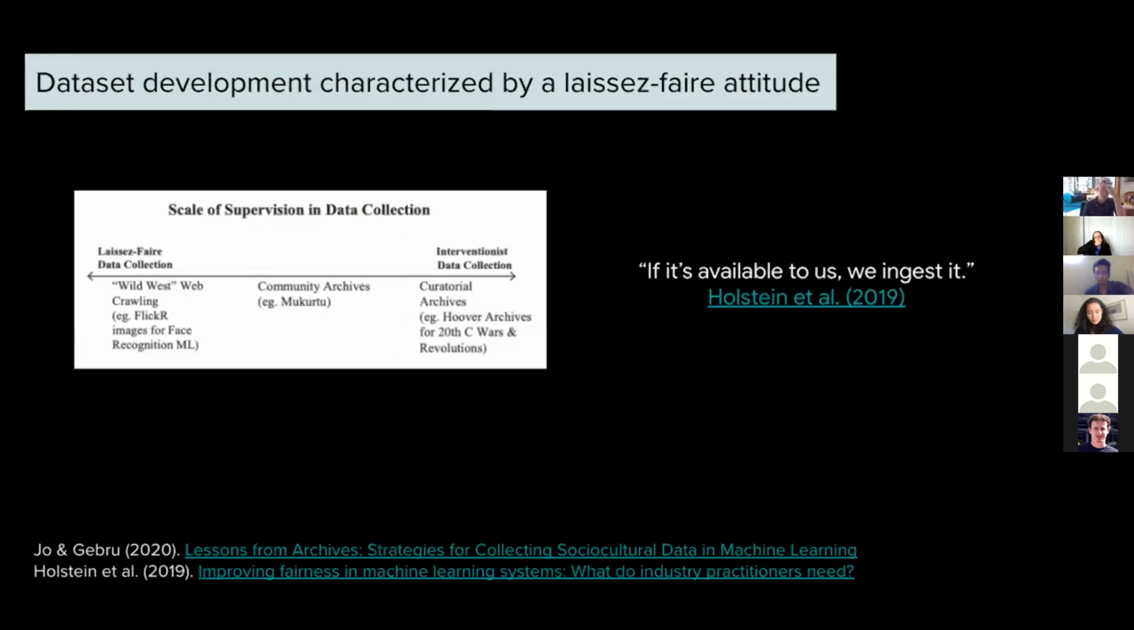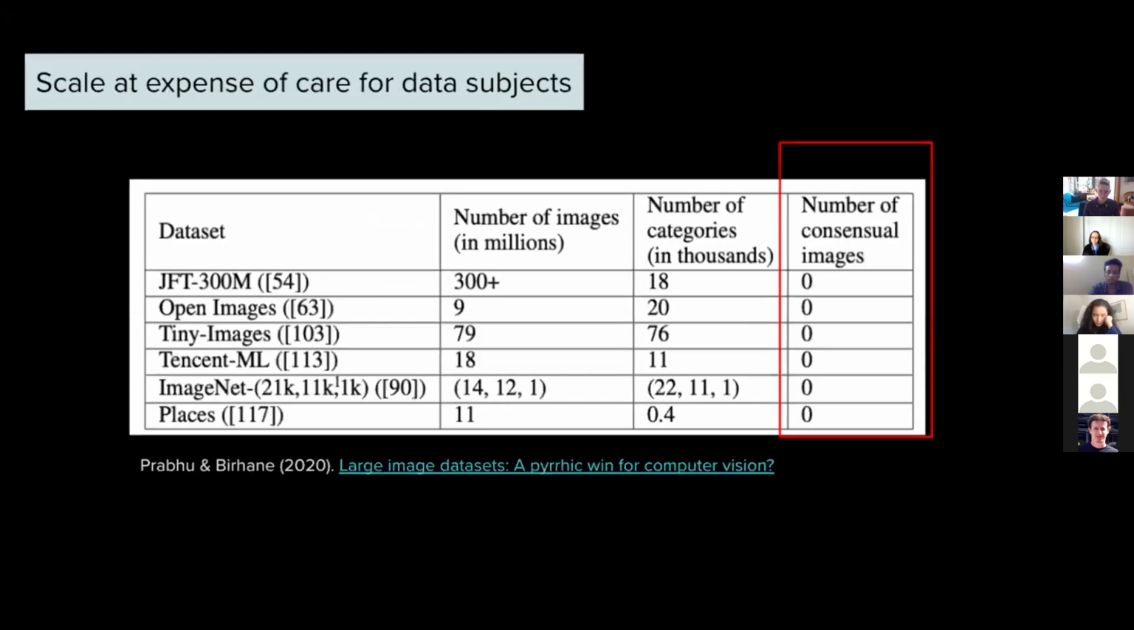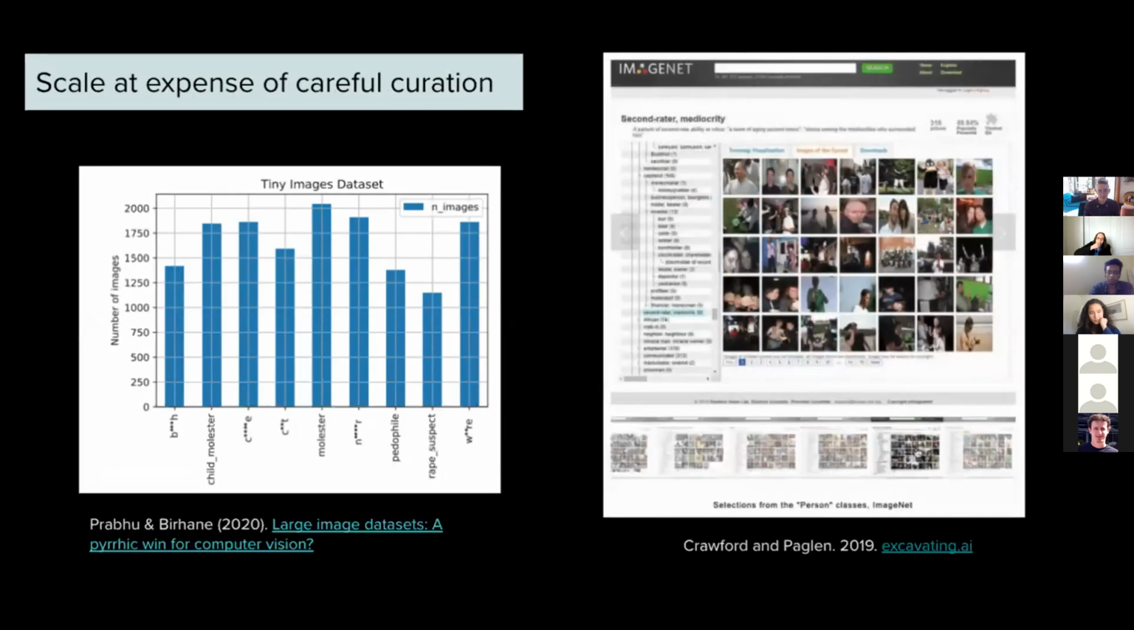This has been characterized as a laissez-faire attitude. This is a great paper by Joe and Gabriel focusing on the differences between the practices of data set development in machine learning. They're not focusing specifically on computer vision here, but I think a lot of it applies to this field. They contrast these practices with the work of archivists, who are also collecting socially and culturally sensitive data, as is a lot of computer vision data, but doing it in a very different way. So again, we often see that this attempt to scale data sets comes at the expense of care for data subjects, and at the expense of careful curation.